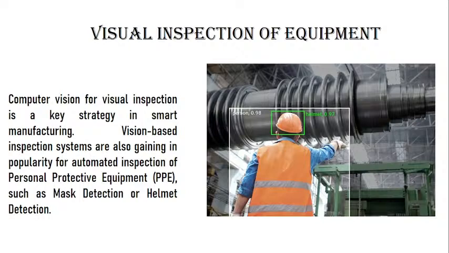Computer vision for visual inspection is a key strategy in smart manufacturing. These vision-based inspection systems are also gaining popularity for automated inspection of personal protective equipment, such as mask detection and helmet detection. Those are also personal protective equipment. Then computer vision helps to monitor adherence to safety protocols on construction sites or in a smart factory.